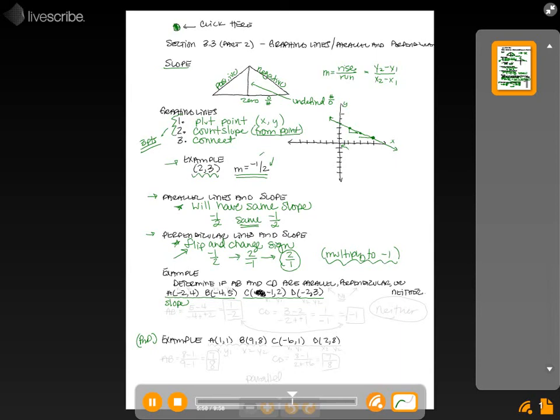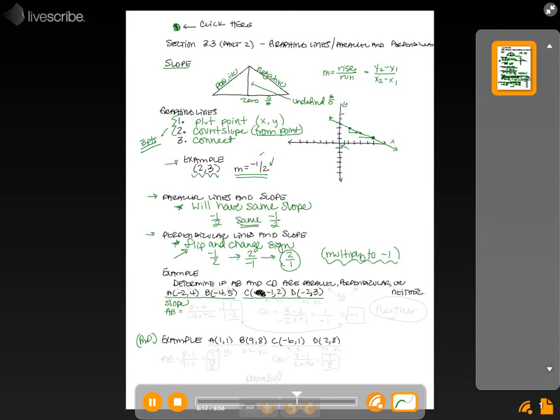Now remember, parallel means they have the same slope. Perpendicular, one of them should be a number and the other one you should flip and change the sign to get it, or they could multiply to negative 1. And it would be neither if they're not parallel or perpendicular. They don't meet either of those rules.